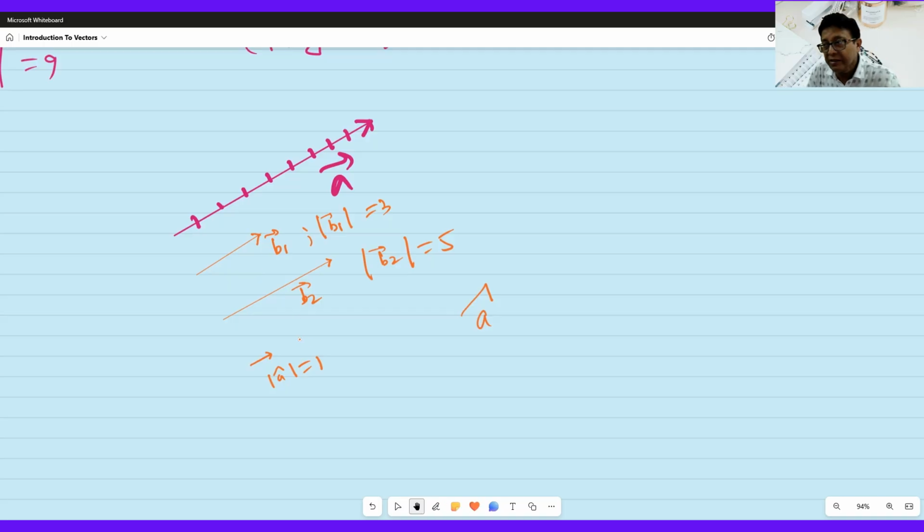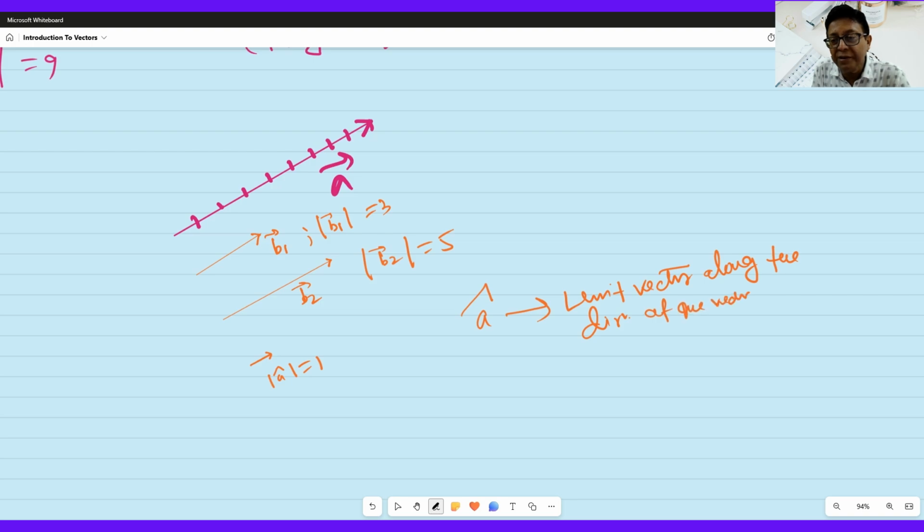See, all these three vectors have the same direction as the vector A, isn't it? Only the magnitude of this vector is 1 unit. This A cap will be referred to as the unit vector along the direction of the vector A.